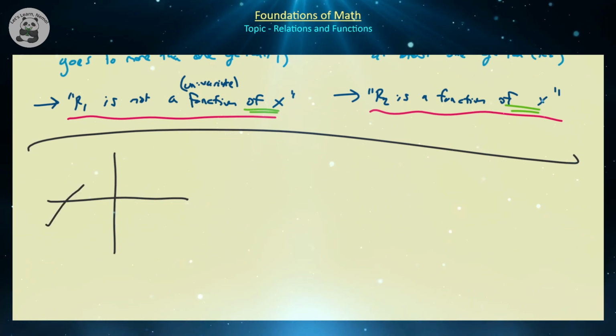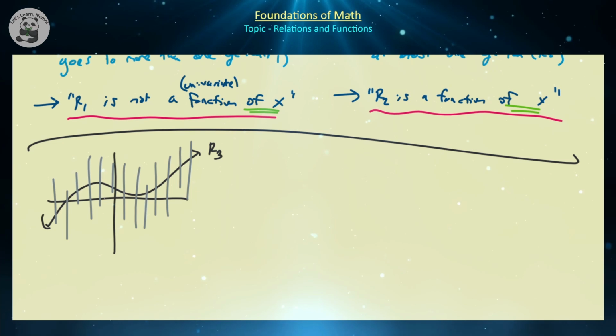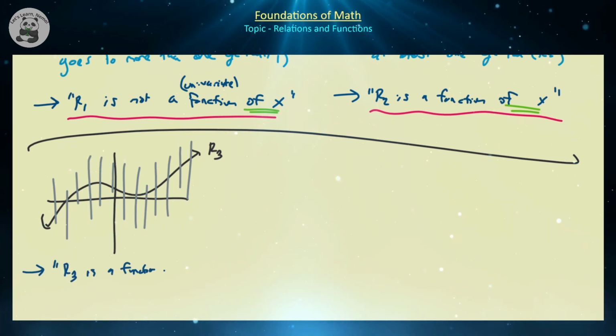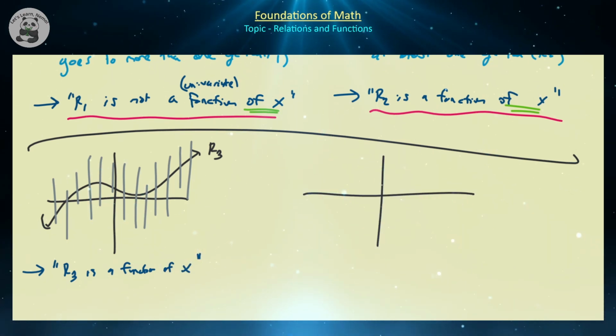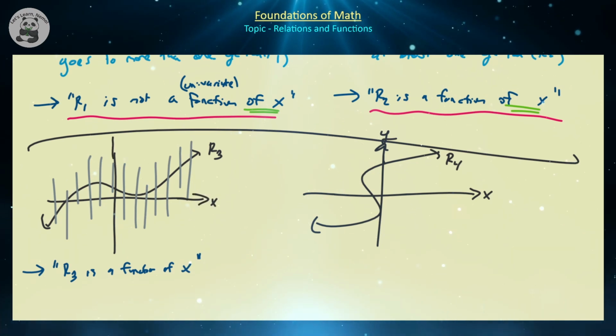For example, let's assume I have this continuous graph given as such. Let's call this relation 3. Is this a function of the variable x? So if we were to draw a bunch of vertical lines here, notice that for any vertical line I draw, it crosses at most one time. So therefore we can say that R3 is a function of the variable x. And let's draw another graph. Let's call it R4. Let's assume that, for example, this is R4, and let's assume that the horizontal axis is x, of course.